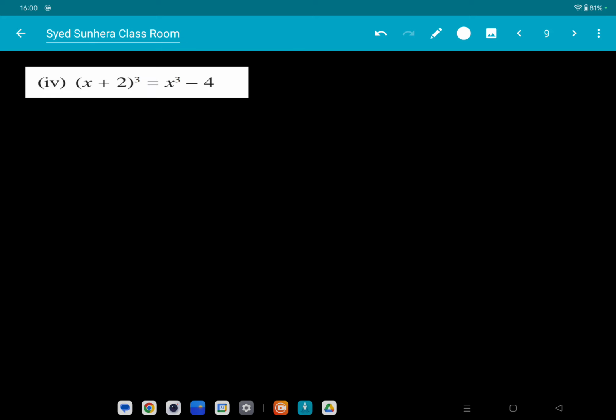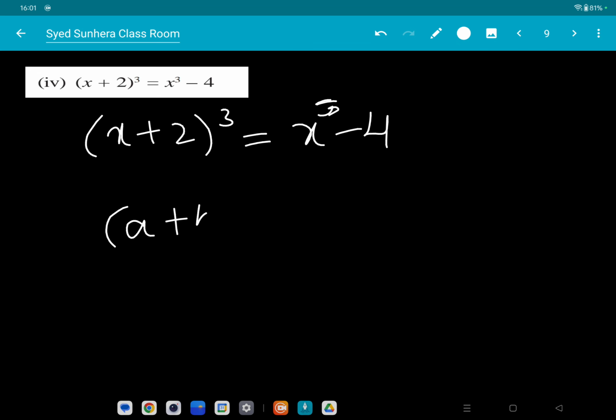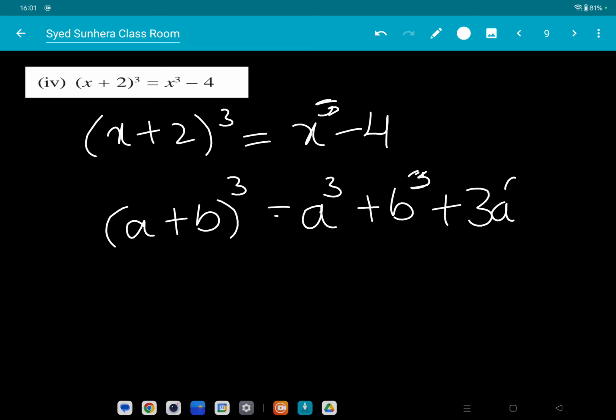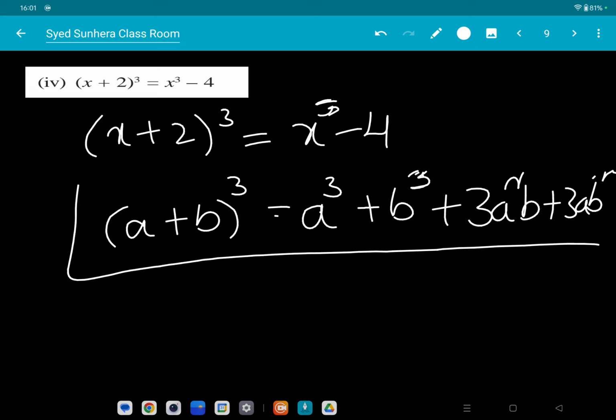Now we will see another example. Here it was x plus 2 whole cube is equal to x cube minus 4. What is the formula for a plus b whole cube? I'll write it here. a plus b whole cube is equal to a cube plus b cube plus 3a square b plus 3ab square. This is the formula for a plus b whole cube.